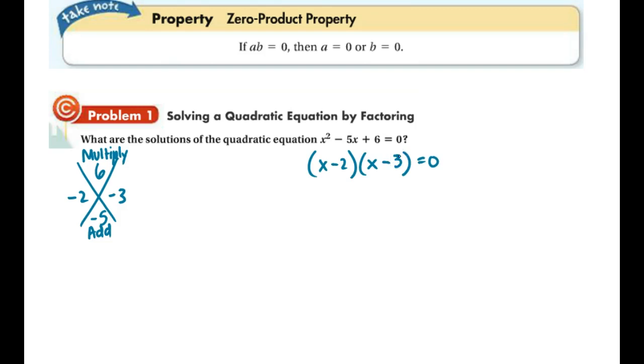In this case, we already have 0 on the right side, so we don't need to make it 0. But in future situations, we may need to add or subtract whatever number is on the right side in order to make it 0, and then solve from there.